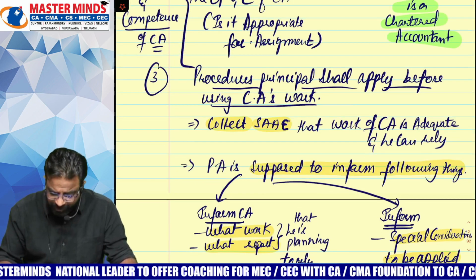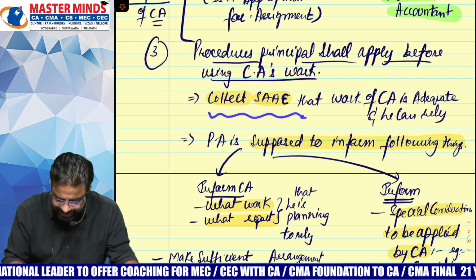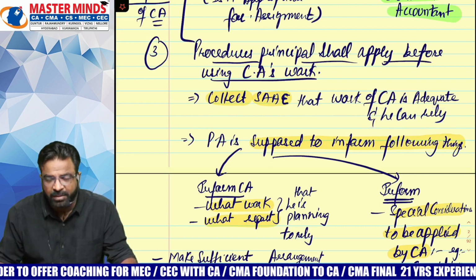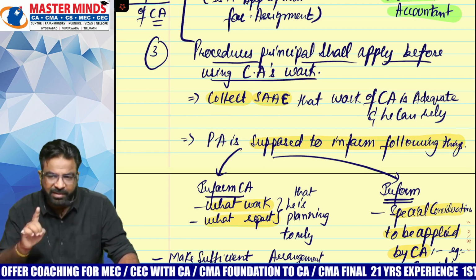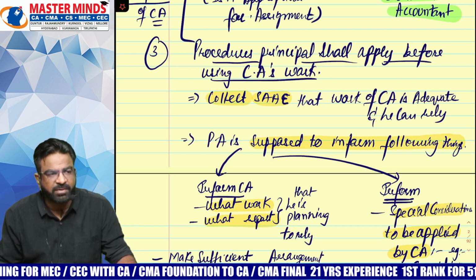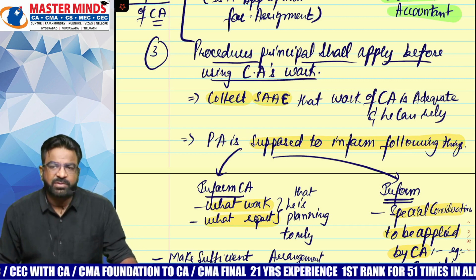Procedure the principal auditor shall apply before using the component auditor's work. First one, collect SAAE that the work of the CA is adequate and he can what? Rely. See sir, at the end of the day, try to understand. You are bringing 315 in here. What is 315? Simple thing, you are using the work of what?